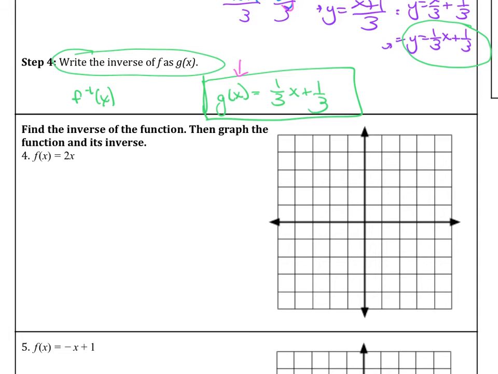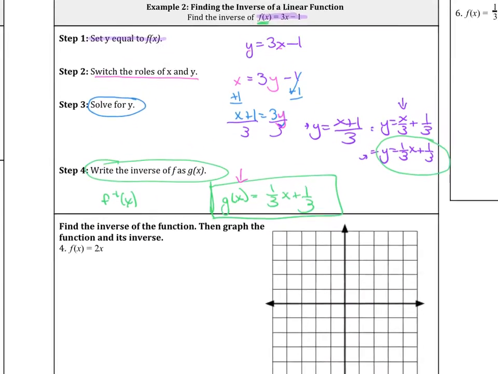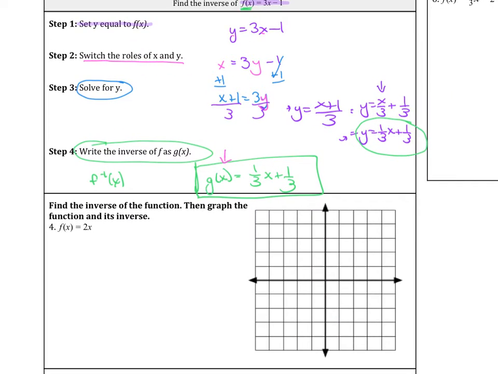So let's try this example together. Find the inverse of the function, then graph the function and its inverse. So the very first step, like we had up here, so I'll show it, set y equal to f of x. So this is y equals 2x. The next thing is to switch the roles of x and y. So just switch them. x equals 2 times y.